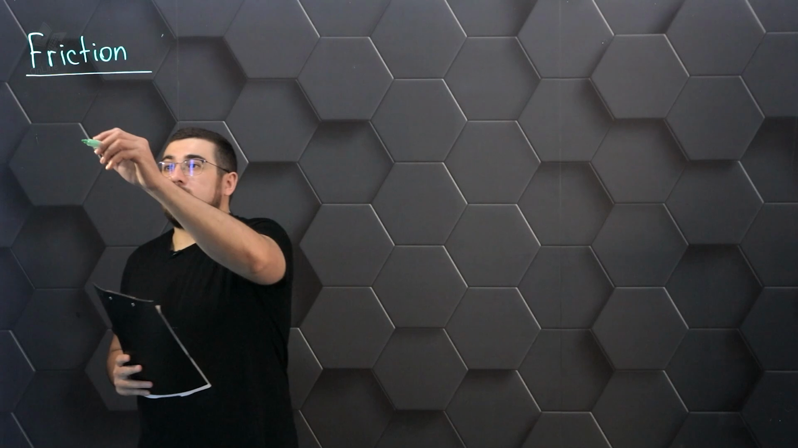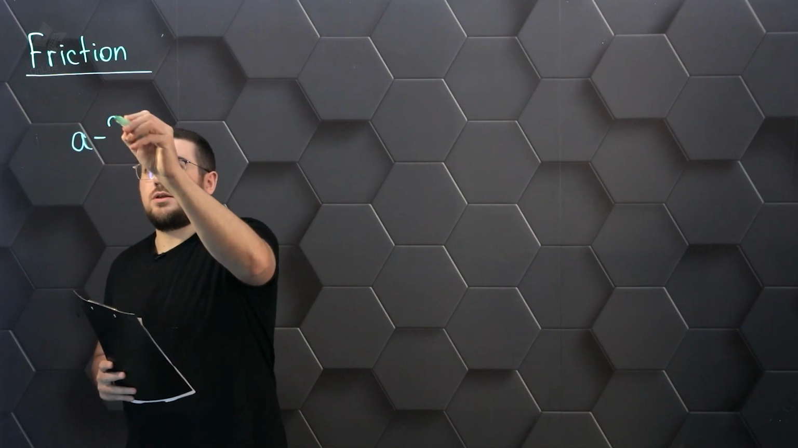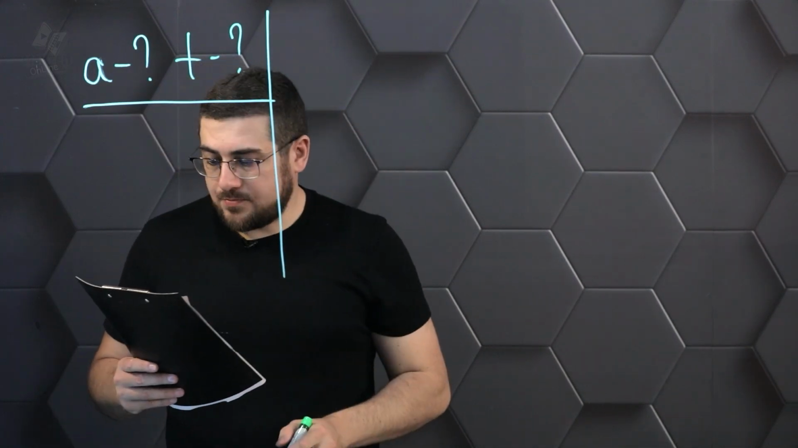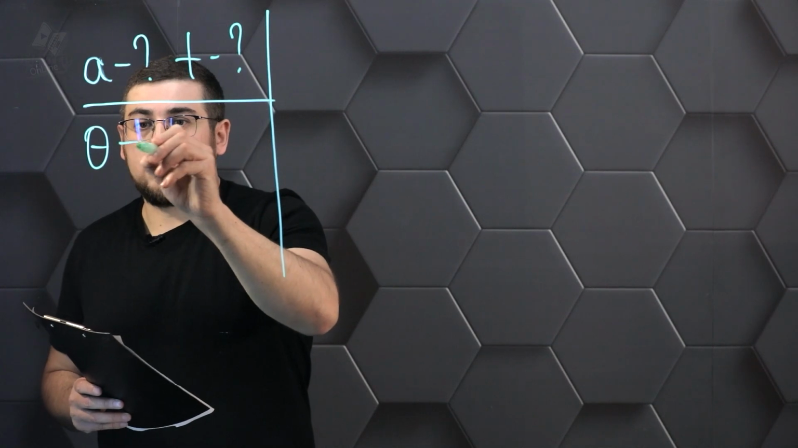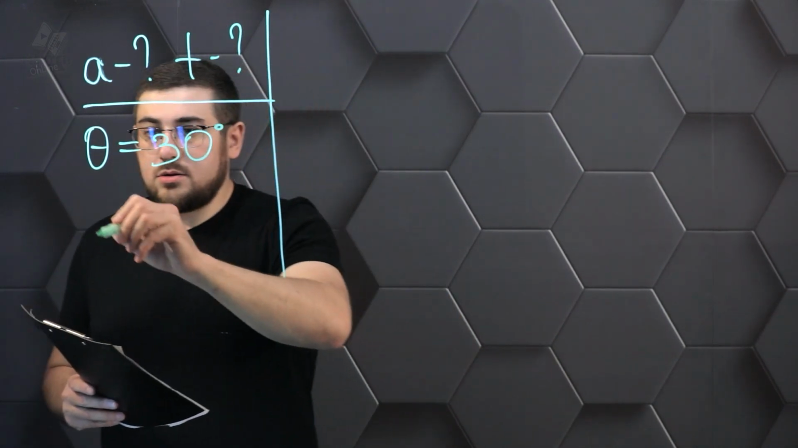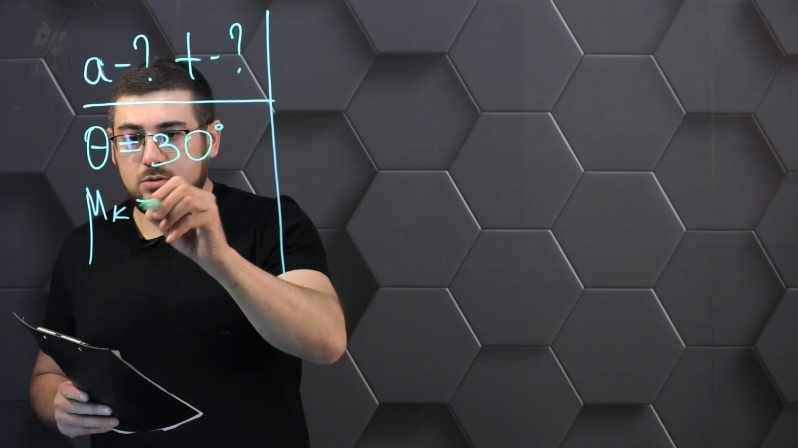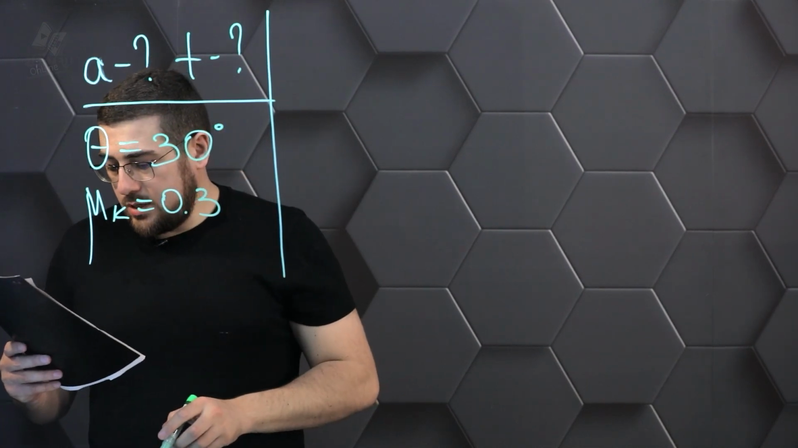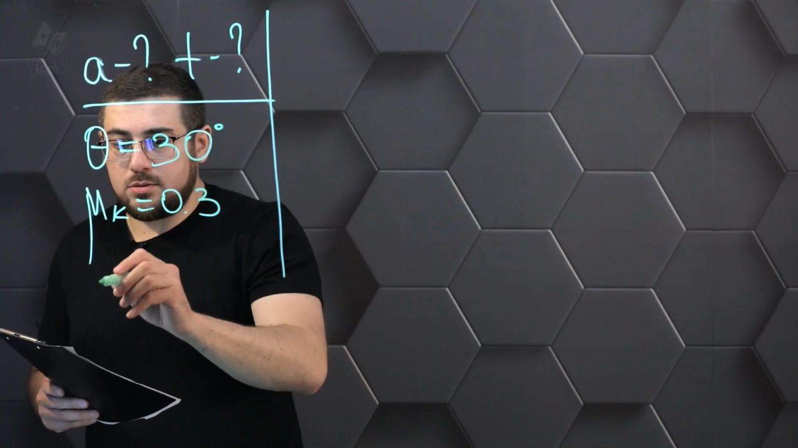So, let's write down the conditions of the problem. It is necessary to determine the acceleration of the given bar and the time of its slipping. Let's write down the data that we know. The angle of inclination of this plane to the horizon is 30 degrees. The coefficient of sliding friction is 0.3. The length of this plane, denoted as L, is 2 meters.